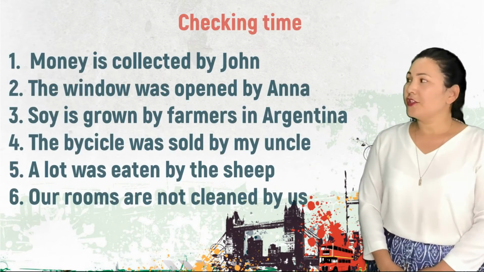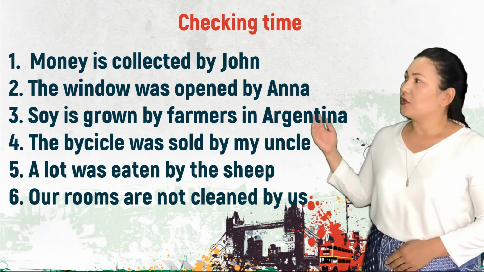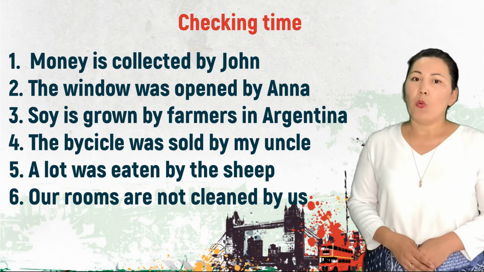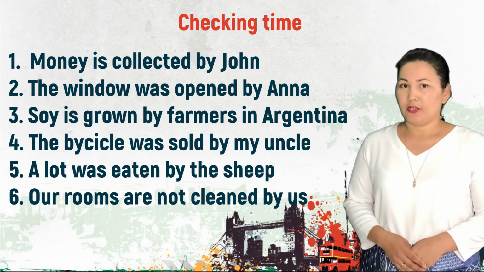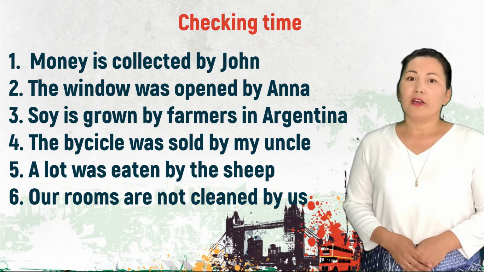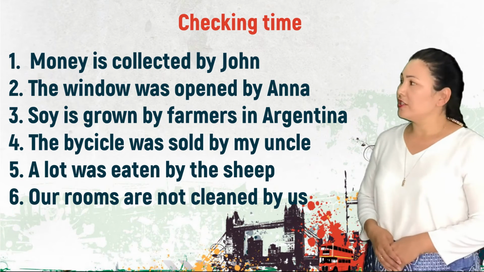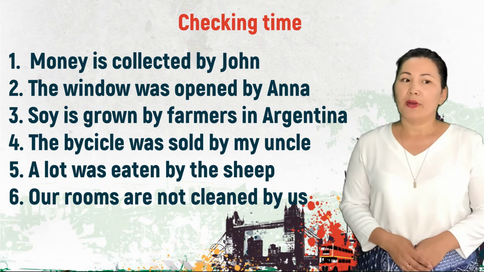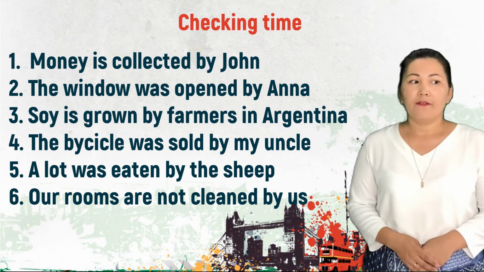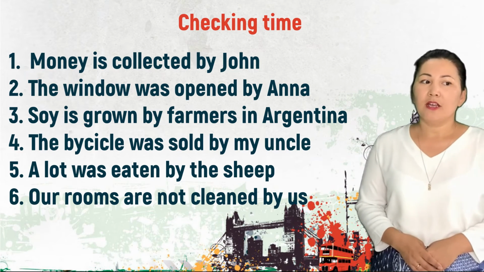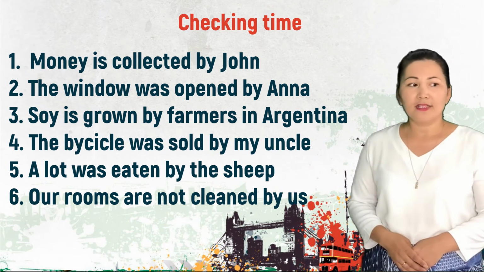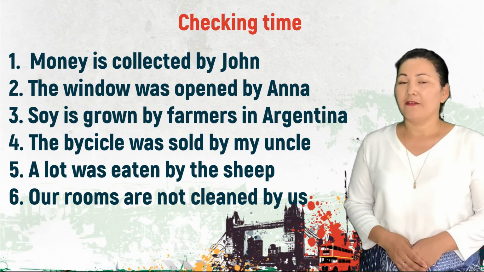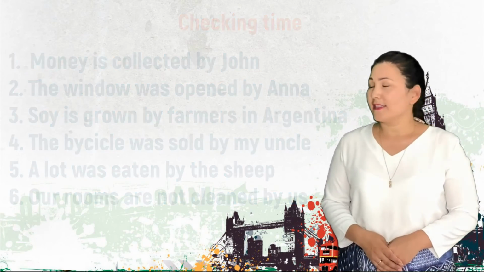Let's check. First sentence. Money is collected by John. Second, the window was opened by Anna. Third, soy is grown by farmers in Argentina. Fourth, the bicycle was sold by my uncle. Fifth, a lot was eaten by the sheep. Last sentence, our rooms are not cleaned by us. Okay, very good. Next task.